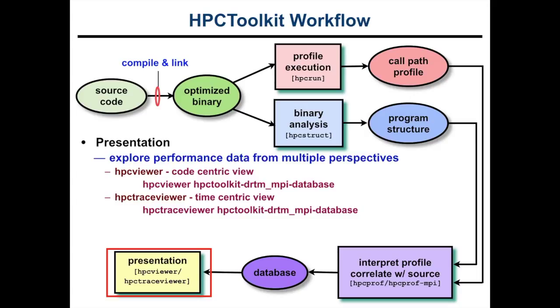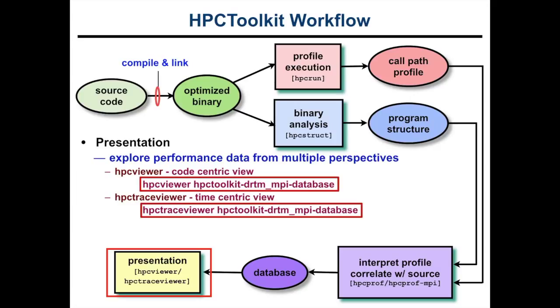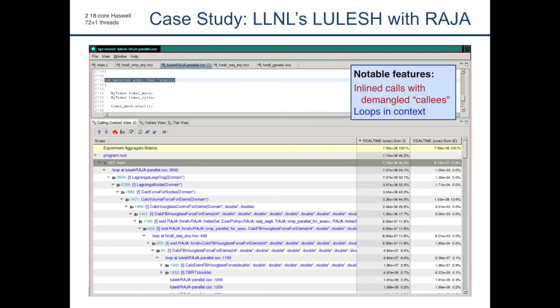HPC Toolkit helps to visualize the collected performance data from different perspectives. HPC Viewer gives a code-centric view of the performance data, and HPC Trace Viewer gives a time-centric view of the performance data. Since we cannot show the source code of DRTM, we present details of HPC Viewer using LLNL's Lulesh application written using Raja framework.